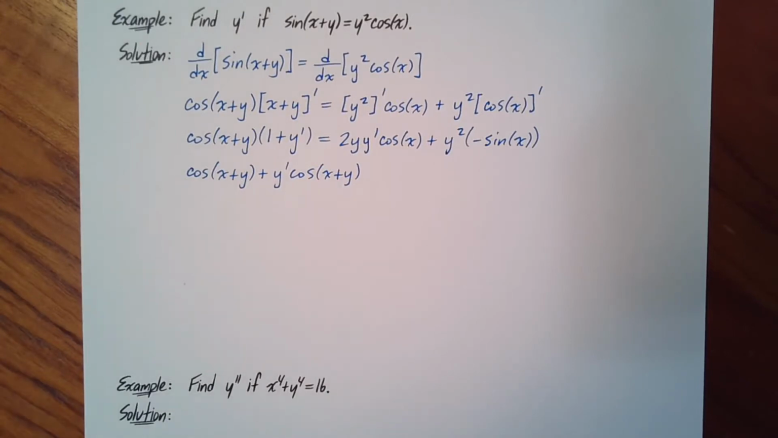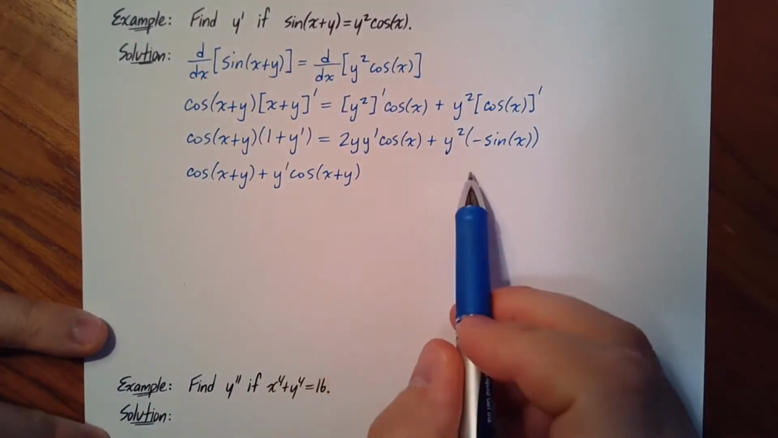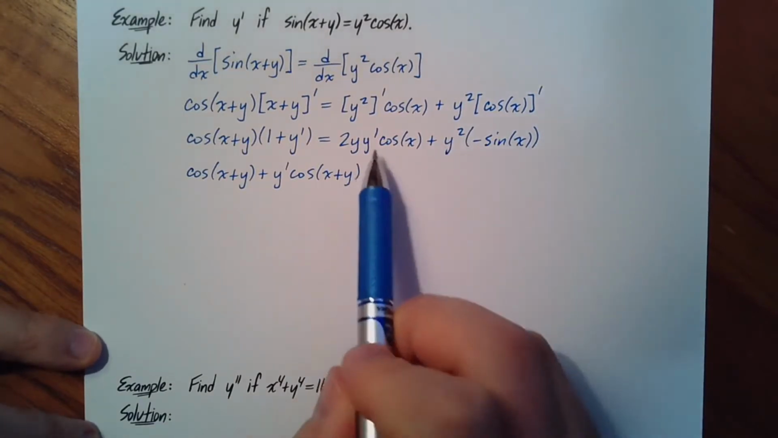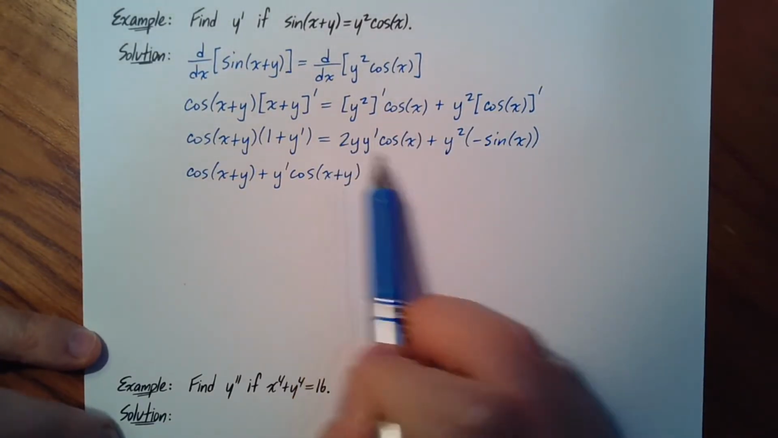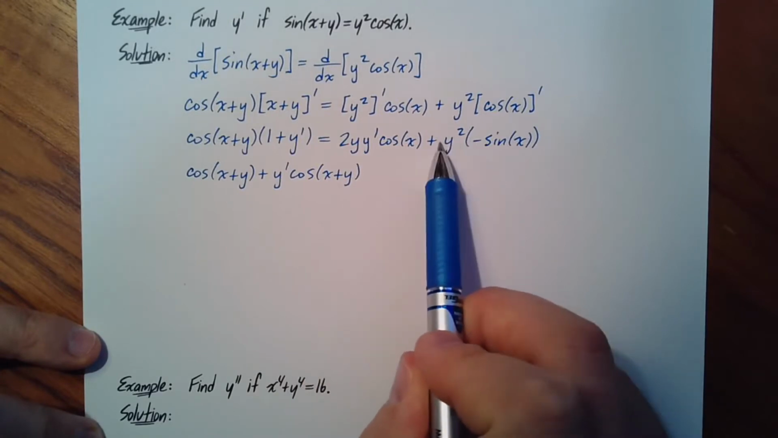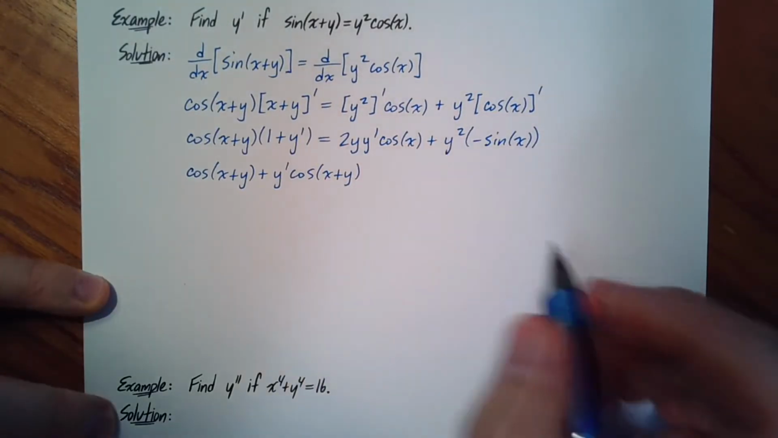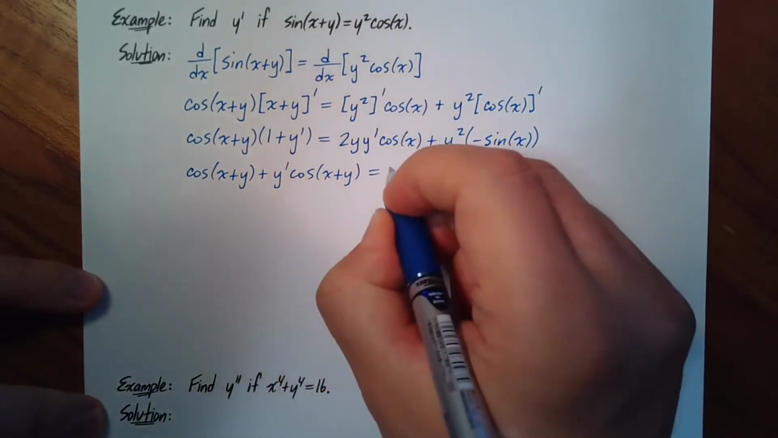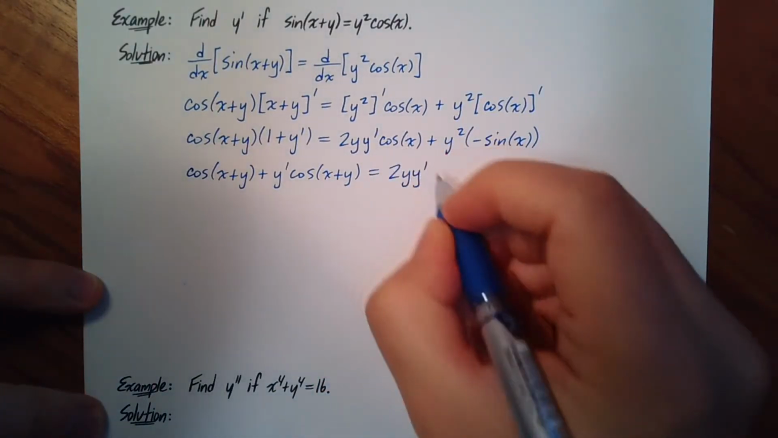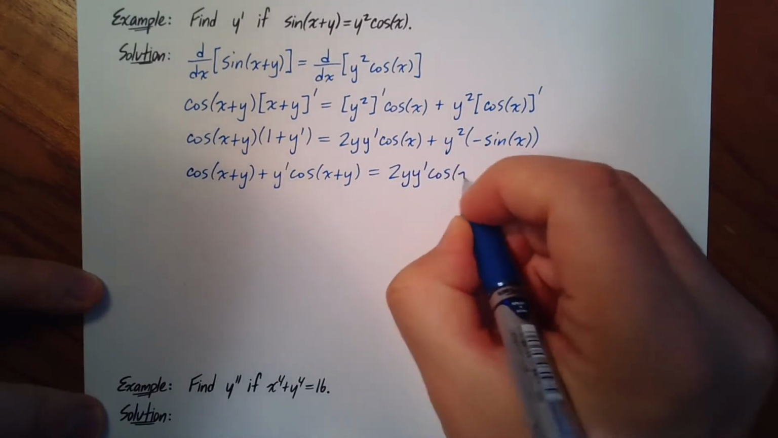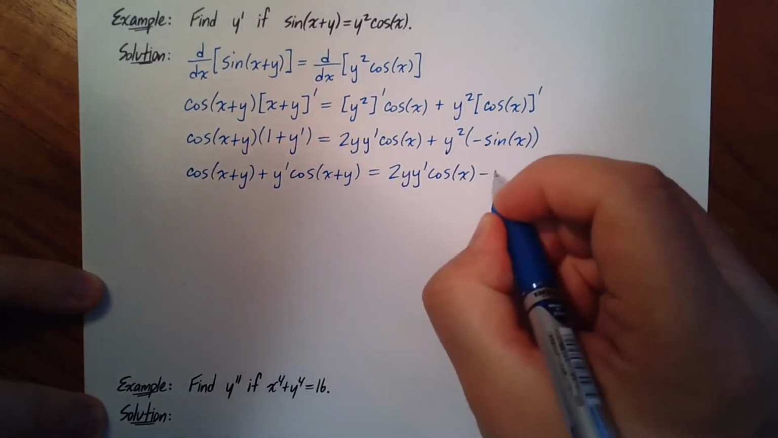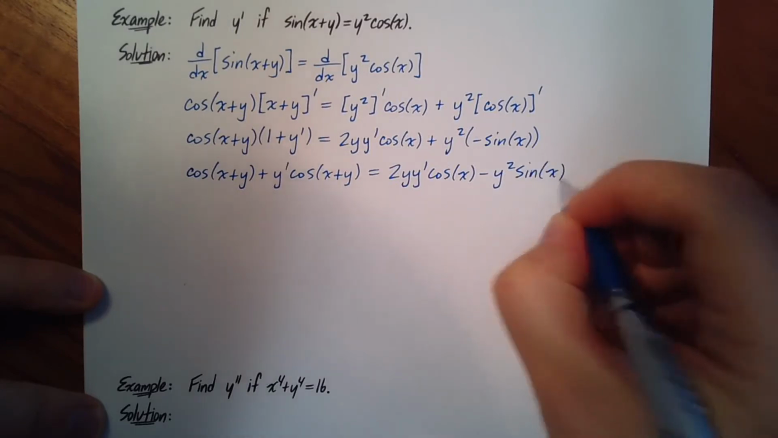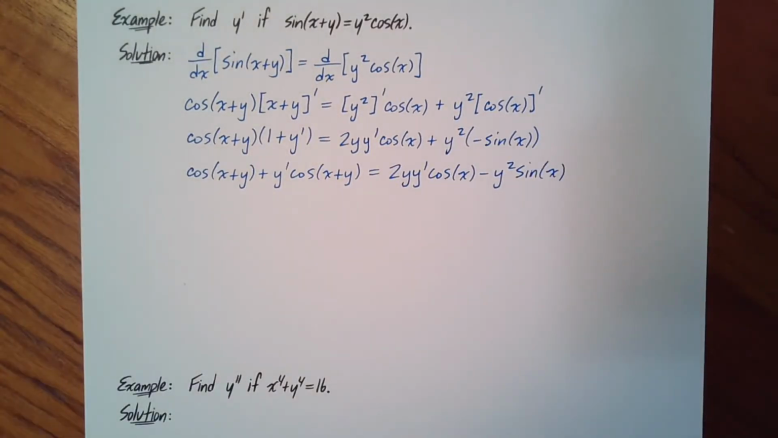What about the other side of the equation? Well, can we do anything on the other side of the equation to clean this up a bit? Well, the first term, just leave that alone. And over here, well, let's bring the negative out in front of the y squared. That just makes it, then those brackets around the negative sine of x won't be needed anymore. So this is 2y, y prime, cosine of x, minus y squared sine of x. So that's about as much cleaning up as we can do.